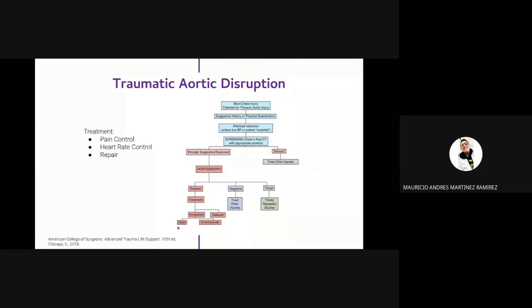And if these are strongly suggestive or equivocal, we must perform an aortography. If the aortography is positive, we must perform a treatment that can be an immediate open approach, or a delayed approach, or an endovascular approach. If the aortography is negative, we must treat other injuries, and if it is equivocal, we must repeat the studies.